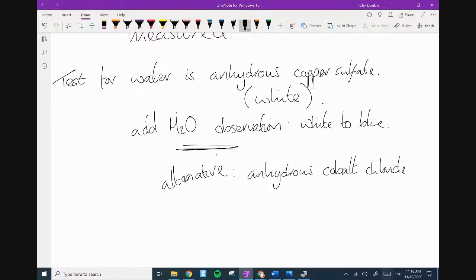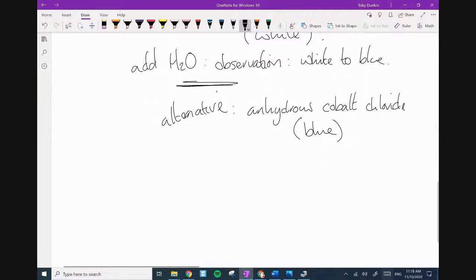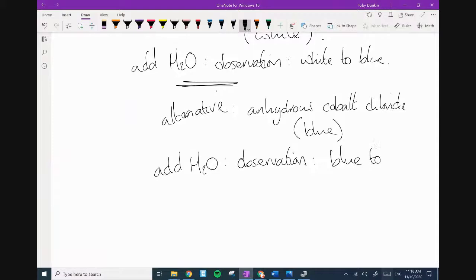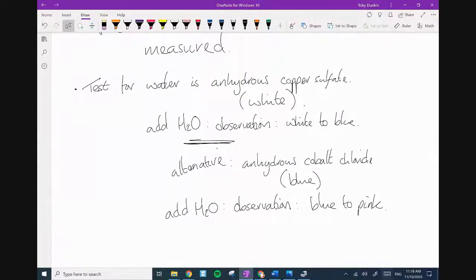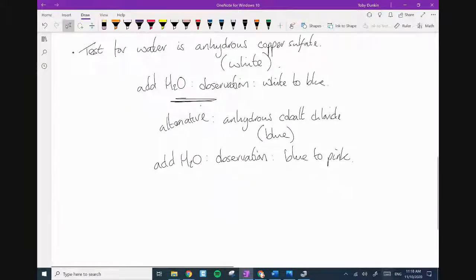Add water, and by the way, the color of anhydrous cobalt chloride is blue. Then you add water, add H2O, and the observation is it turns pink. Observation: blue to pink. There we go. This is just me doing some chemical tests with you and roping it into the lesson, which is always nice.